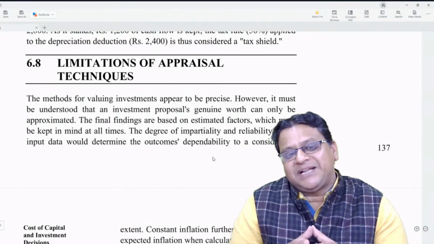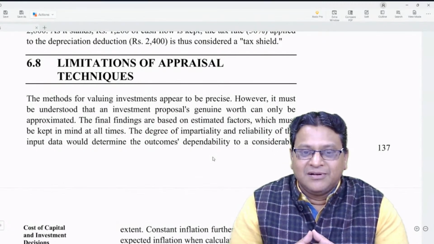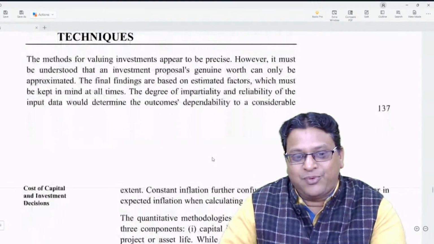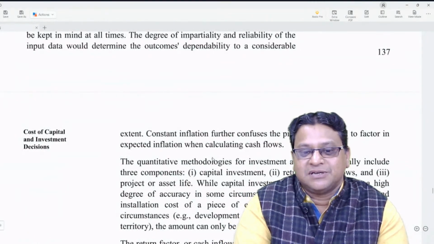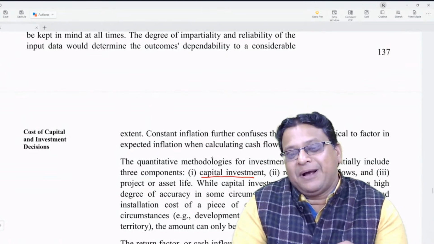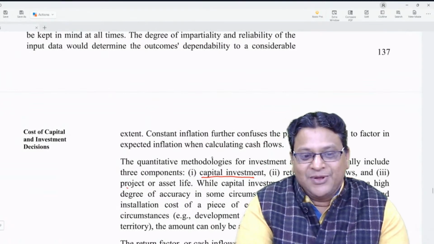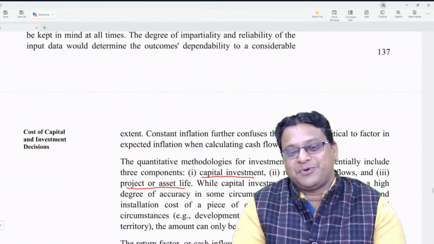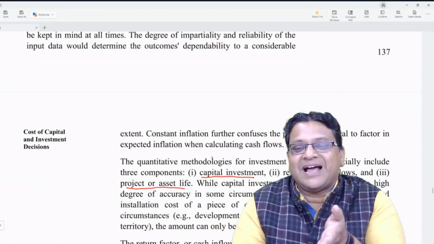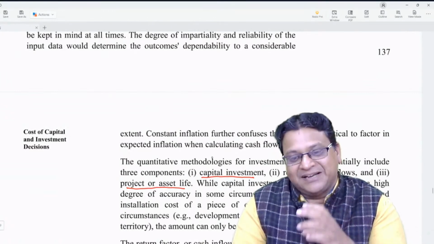Now, we will discuss what are the limitations of capital budgeting. The capital budgeting decisions are based upon three things. You have to estimate three things. You have to estimate the investment made in the project. Before making investment, you have to estimate the capital investment. Then you have to estimate the cash flow generated in the project. Then you have to estimate the life of the project. You have to find out investment, the cash flows, and the life of the project, which these three cannot be easily estimated.